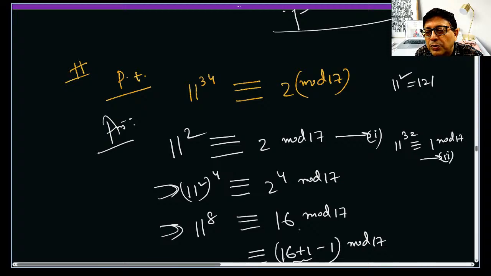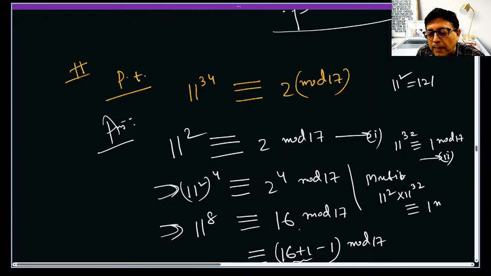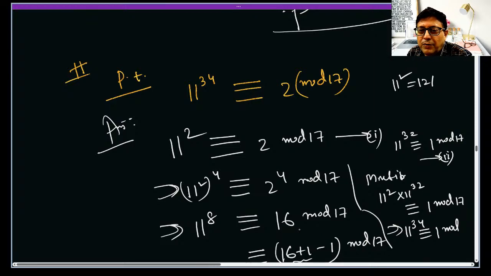Can't you multiply these two? Just multiply. Multiplying, 1 mod 17. Wait a minute, if you multiply it will be 2 mod 17. So what have you got? 11 to the power 34 divided by 17 will give you the remainder 2.